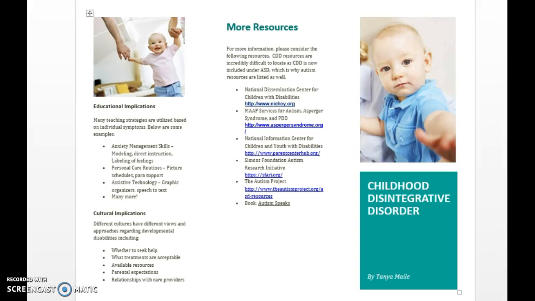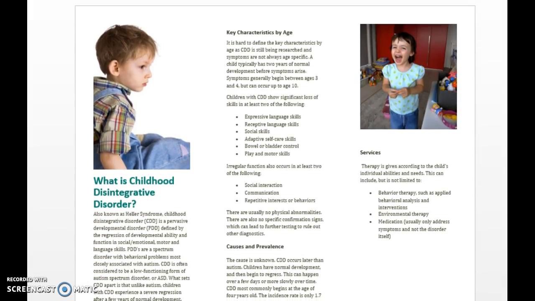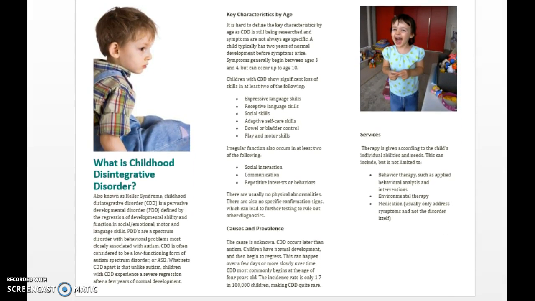Hi, I'm Tanya, and for my disability pamphlet, I chose the disability Childhood Disintegrative Disorder. So this is my pamphlet, that's the back, and then this would be the inside pages then.